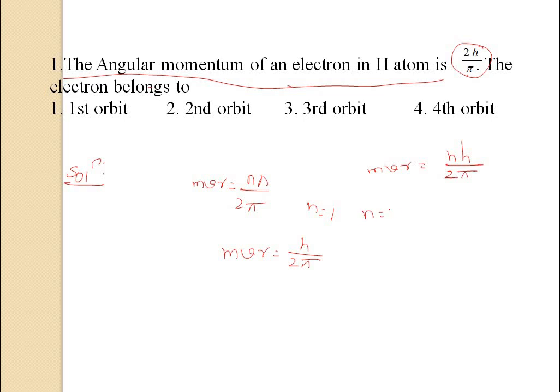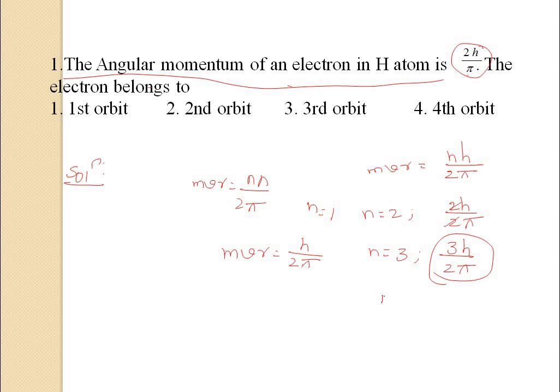Now I want to substitute n equal to 2. Then 2h by 2 pi, the 2 gets cancelled. It should be h by pi, but it is not 2h by pi. So not the second option also. Now I will go for n equal to 3. If I substitute n equal to 3, 3h by 2 pi, but he asked here 2h by pi, so it is also not correct.